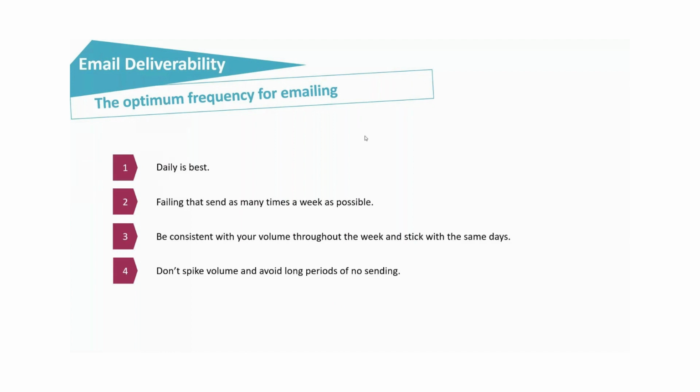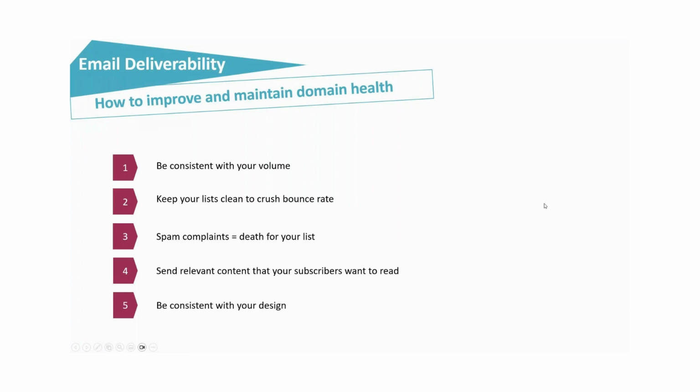So if you do send at spike volumes, it's fine. There can be reasons for it, Black Friday or whatever times of year, things like that. But if there isn't actually a good reason for you to send that one email spiked to that massive volume at that one time, you should split it up and spread it out. Be consistent with your volume, help maintain domain health. Keep your list clean to lower the bounce rates.